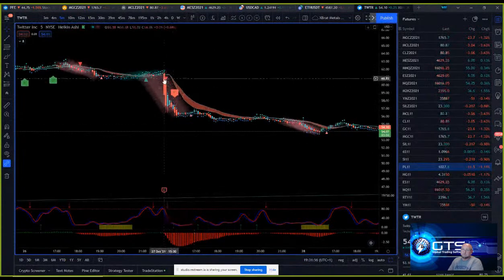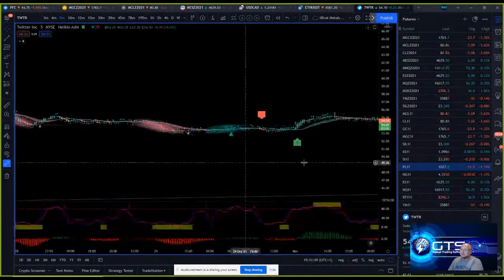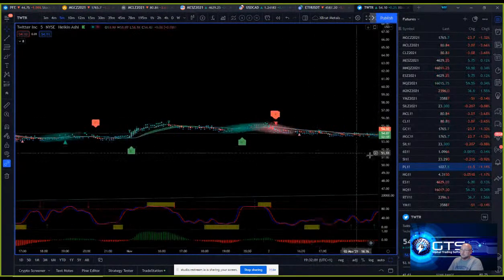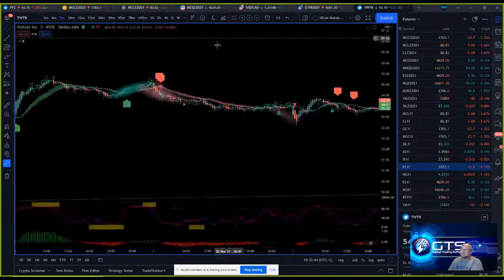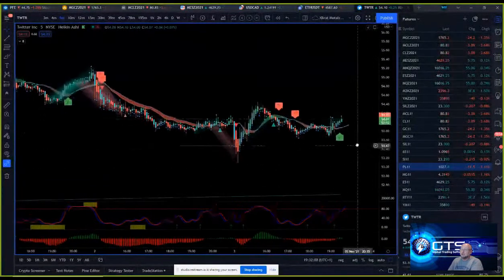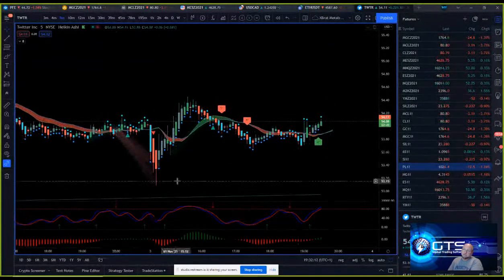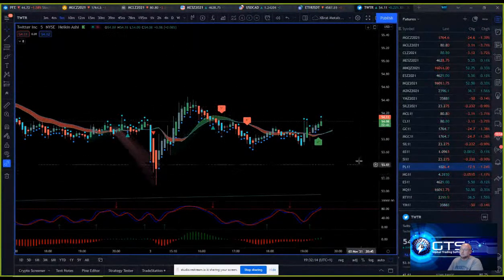So we got divergence card confirmation, 6-star sell, boom, all the way down. We get a 6-star buy, 6-star buy, 6-star sell, and so on and so forth. We're just getting a 4-star buy today on the 5-minute on Twitter. Okay, no divergence card confirmation yet, but you know, it's starting off slowly.